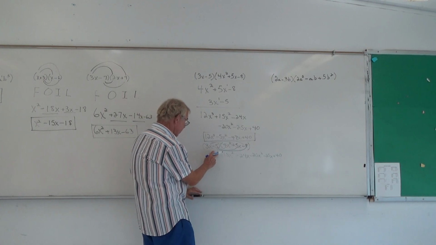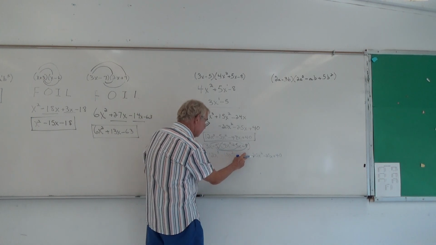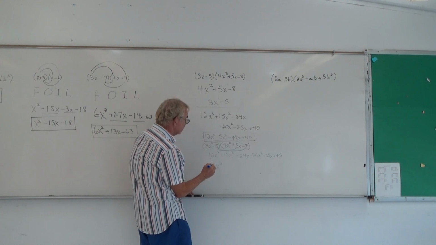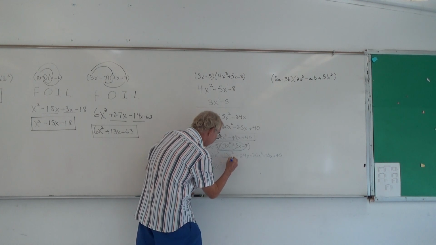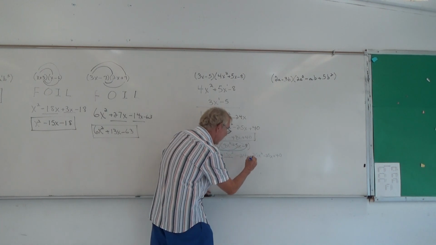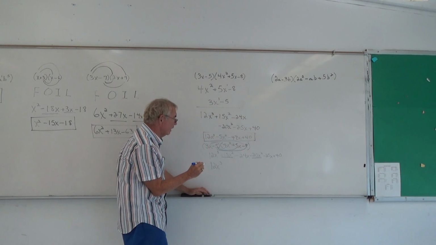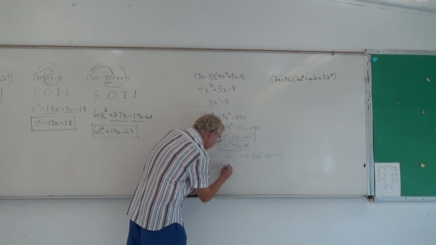How many cubes do you have? Just this one. Now let's look at the square terms. You have 15 of them, and you have -20 of them. Well, 15 take away 20 is -5x squared.